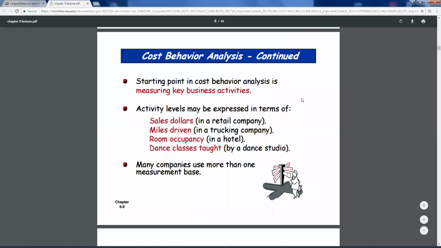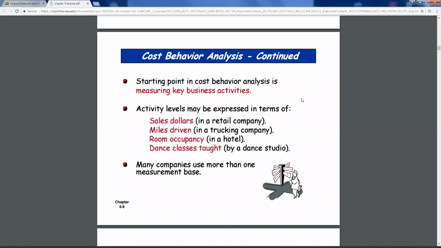When we think about activity levels, it can be a variety of things depending on the organization. In a retail company, it could be sales. In a hospital, it could be the number of patients that come in. For trucking companies it could be miles, for hotels, occupancy, etc. What we'll find later is that many companies can and often do use more than one measurement base.